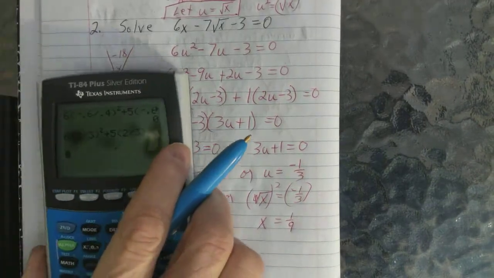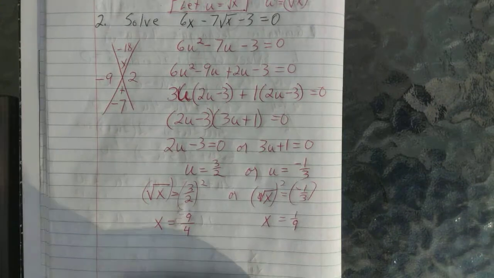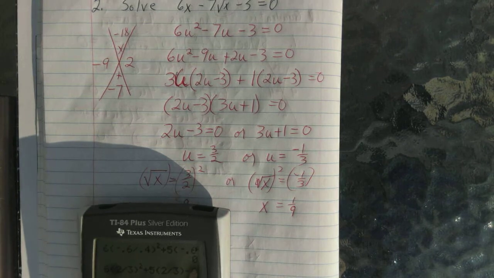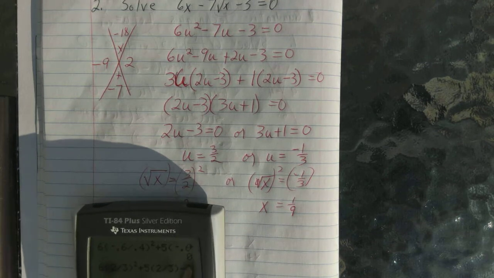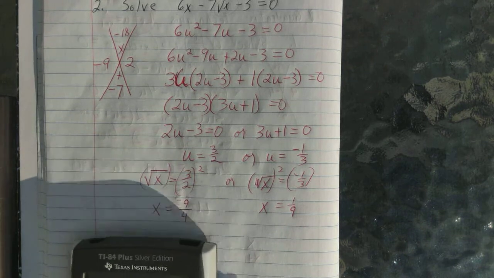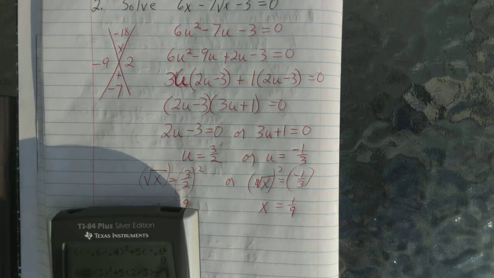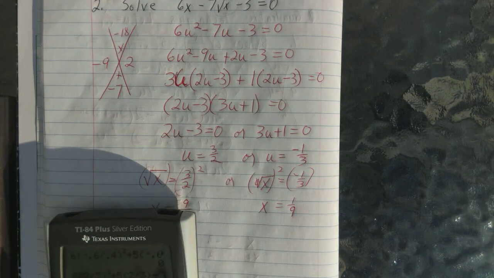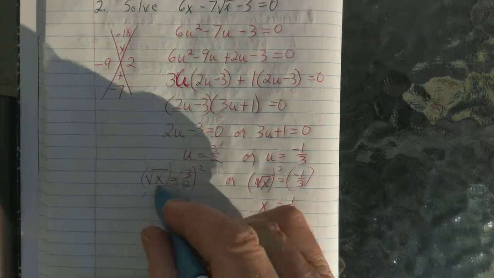Okay, so let's try 6 times 9/4. 6 times 9 divided by 4, minus 7 times the square root of 9 divided by 4. Hit the arrow to stop the radical there. And then minus 3. That is 0, so 9/4 is a solution.